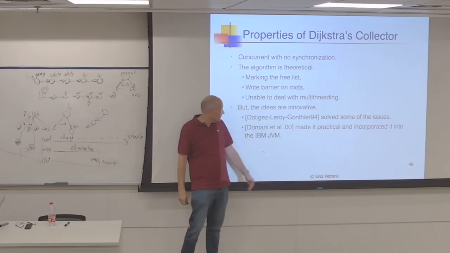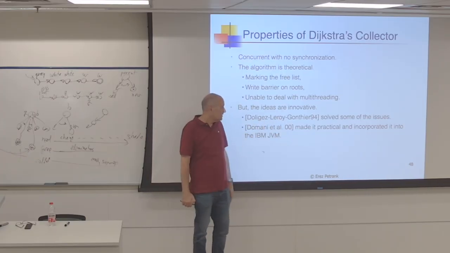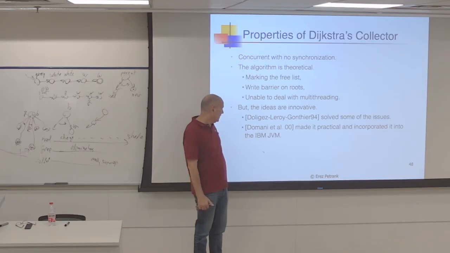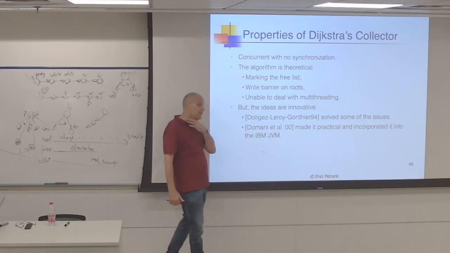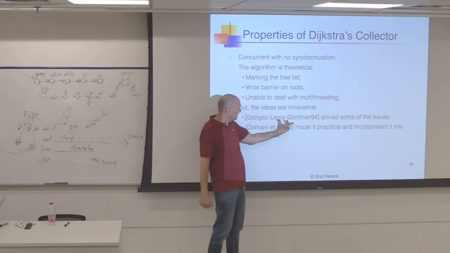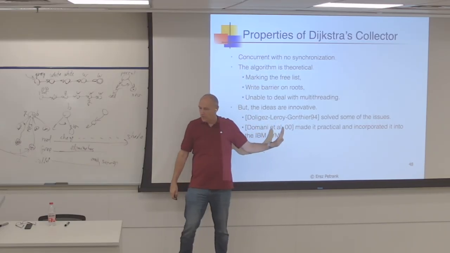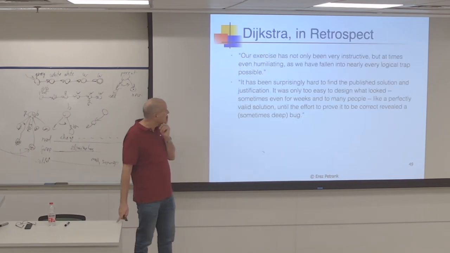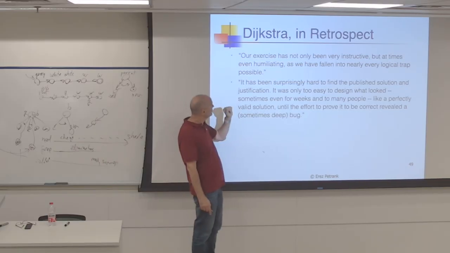So there were these three French guys who solved some of these issues. And then there was a paper, this was 94, and in 2000 it was made part of a production JVM, this DLG collector. So this is what we want to talk about a bit next. So Dijkstra, in the paper, writes, looks at this.